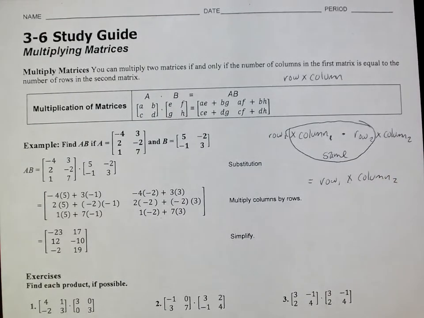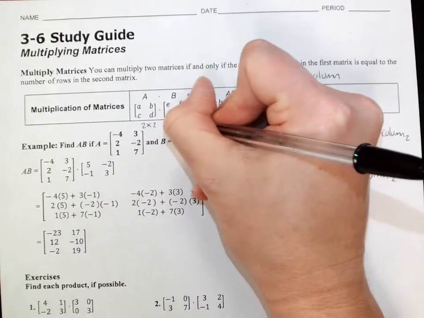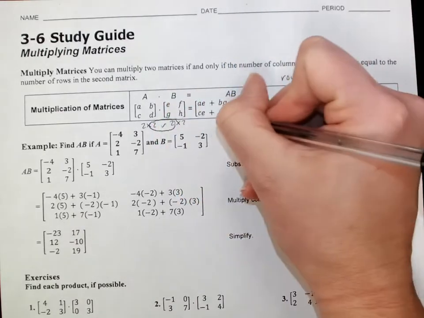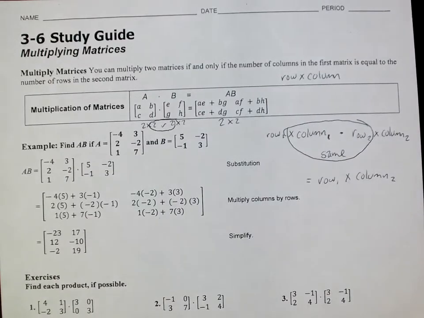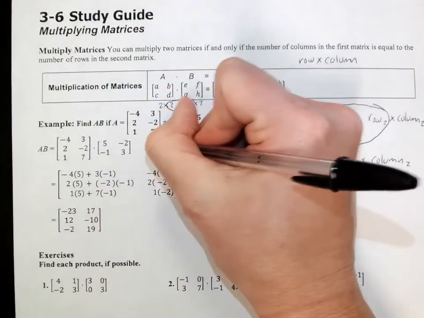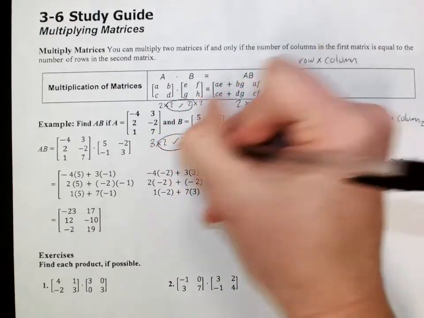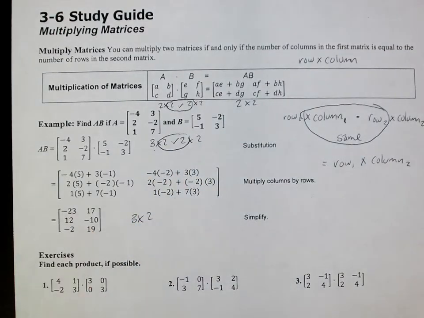So for example, right here, this was a 2 by 2. This was a 2 by 2. These two matched, so that's good. And the size of this one is a 2 by 2, those outside two numbers. Okay, so let's just go through and look at the size of all these. This one is a 3 by 2. This one is a 2 by 2. Again, these two numbers match, so we're good to go. And our answer is going to be a 3 by 2, and you can tell that that's what happened.